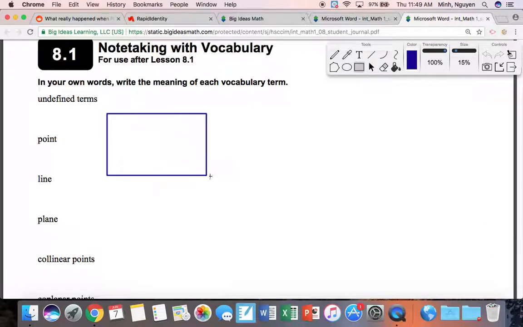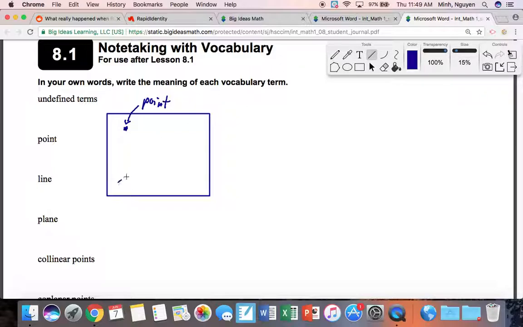So point. Imagine this is your plane. So this is a plane. It's just a two-dimensional figure. Imagine a plane as a piece of paper, essentially. A point is anything that's a point on a plane. A point is exactly what it sounds like. It's just a spot.